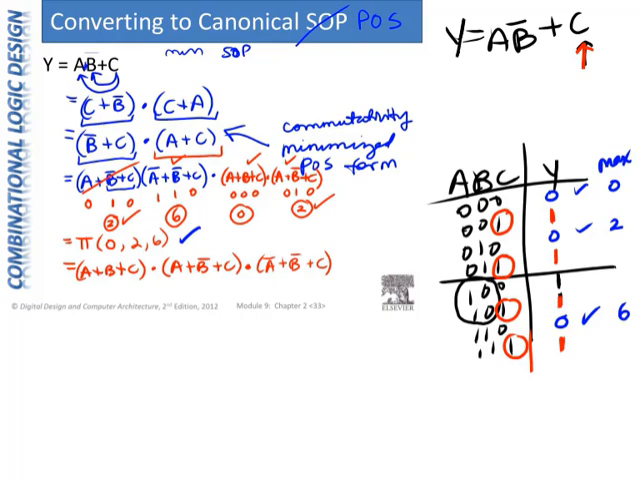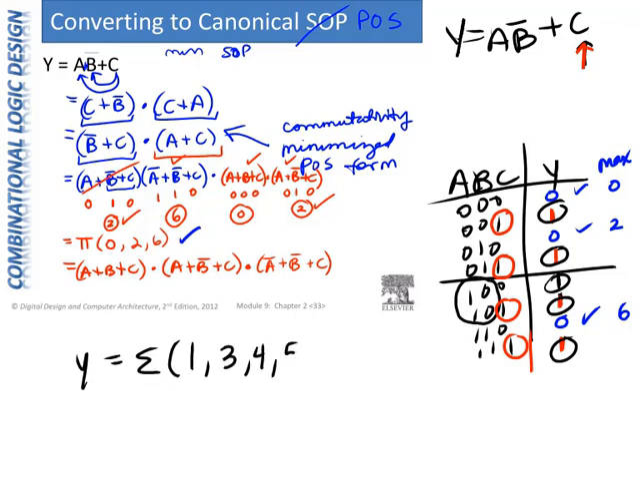You'll notice, let me point out again, that our product of sums form and sum of products form are complementary. So if we were writing this in canonical sum of products form, as we did in the prior slide, this would be Y equals the sum of min terms 1, 3, 4, 5, and 7. So all of the ones that weren't included in our POS form. So 1, 3, 4, 5, and 7.